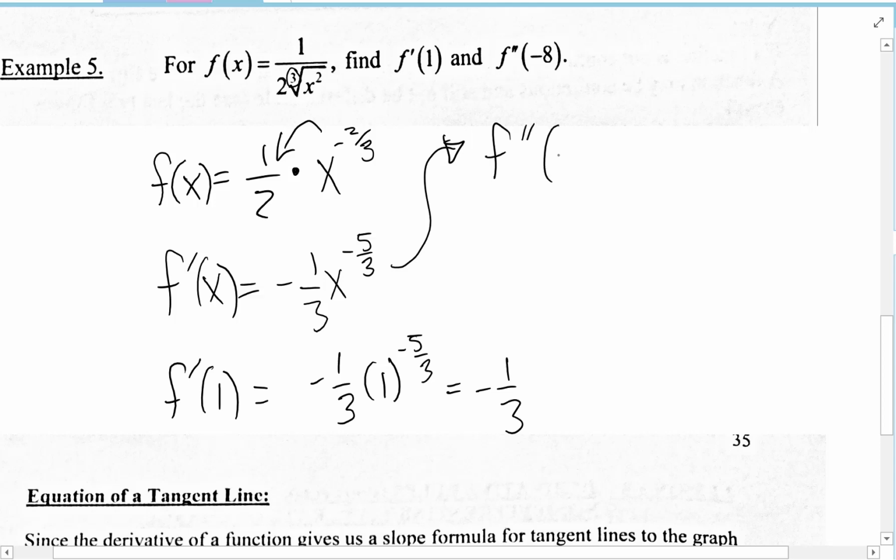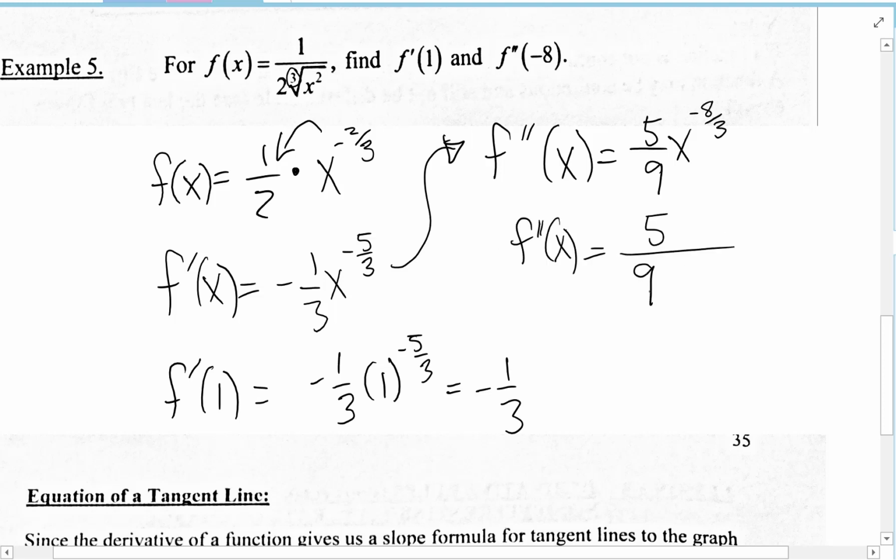All right, I'm going to take this and derive it again. So find f prime prime of x. That's going to be positive 5 over 9 x to the negative 5/3 minus 3/3, which is negative 8/3. Now I'm going to need to rewrite this, because I don't know what negative 8 to the negative 8/3 is off the top of my head. It's equal to 5 over 9.